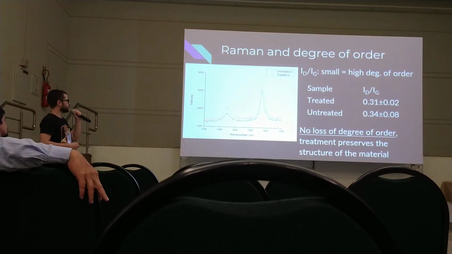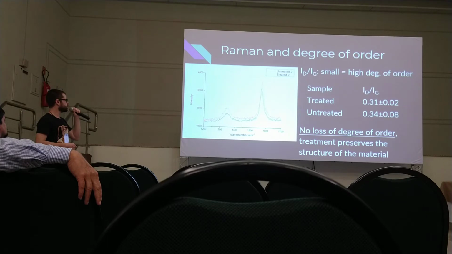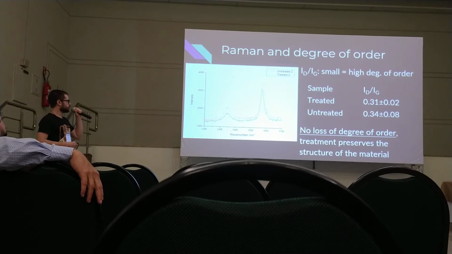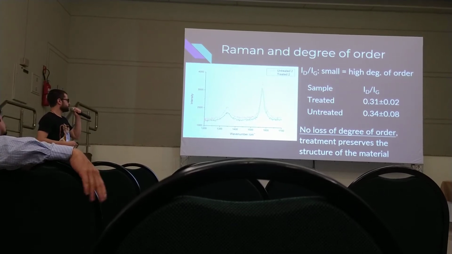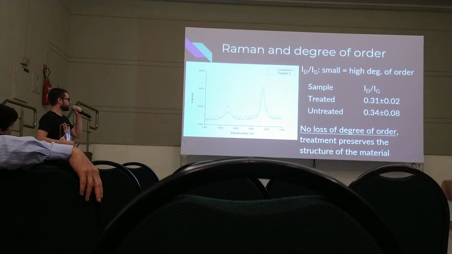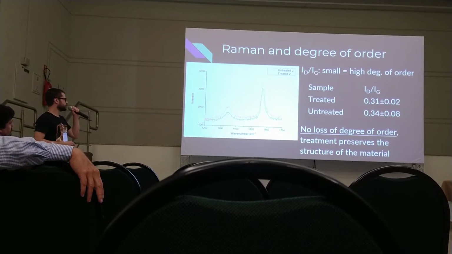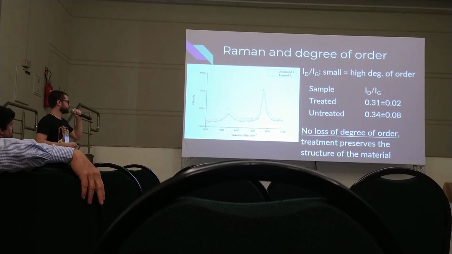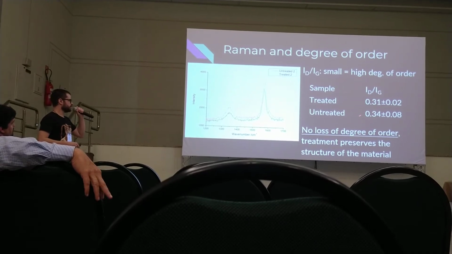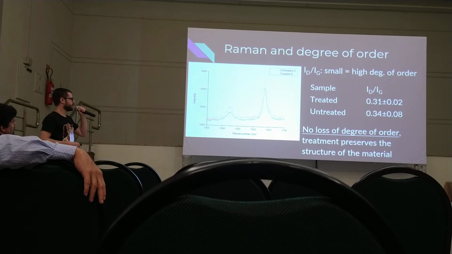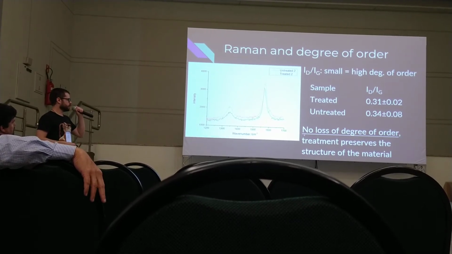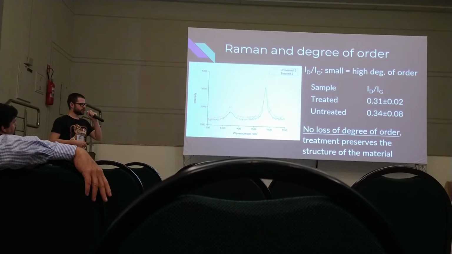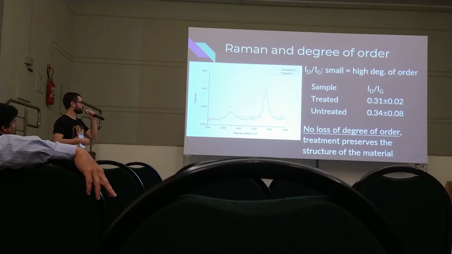And I used Raman to assess the degree of order of the samples. Here we have the two bands that I used. This one corresponds to sp2 carbons, and this one corresponds to disorder. If I divide this one by this one, I get a ratio which, the smaller it is, the higher the degree of order. I measured it in triplicate, and we can see that it is mostly the same. So the treatment didn't lead to a loss of degree of order, preserving the structure of the material, which is good because we use such a high quality sample.